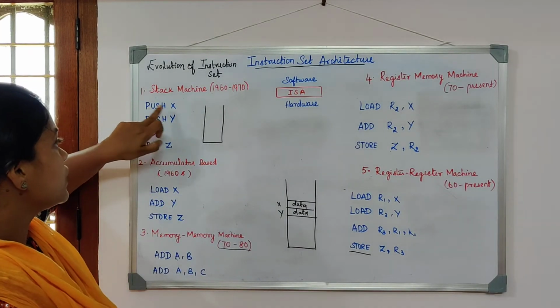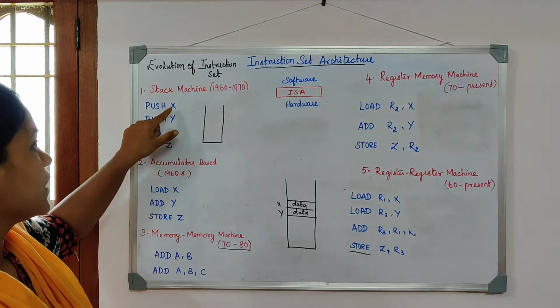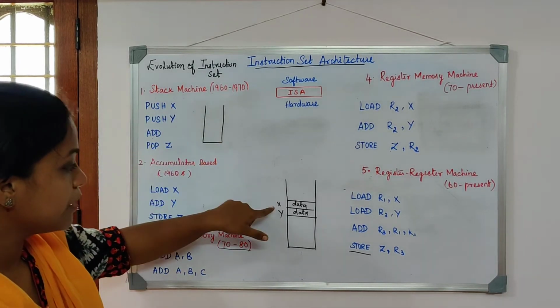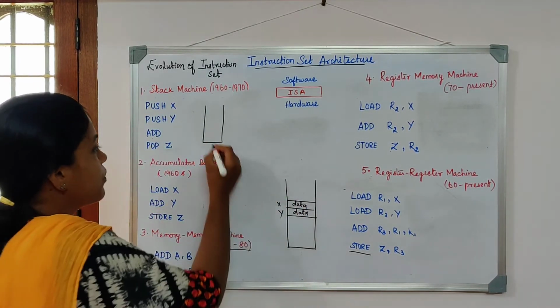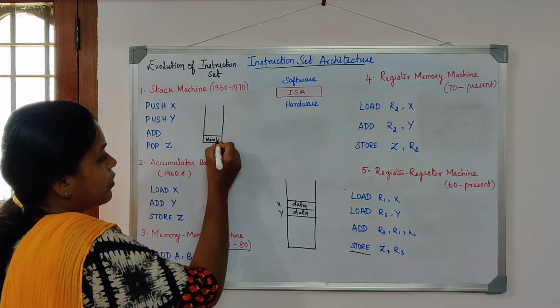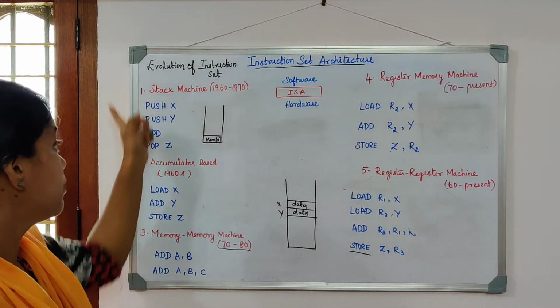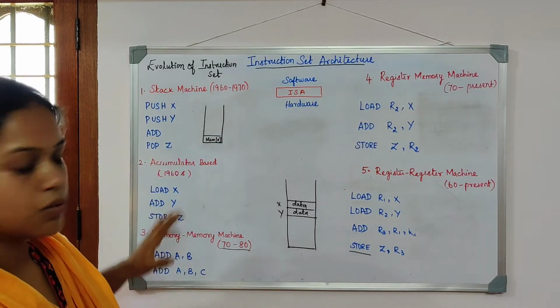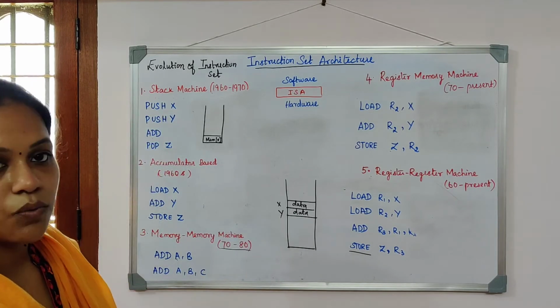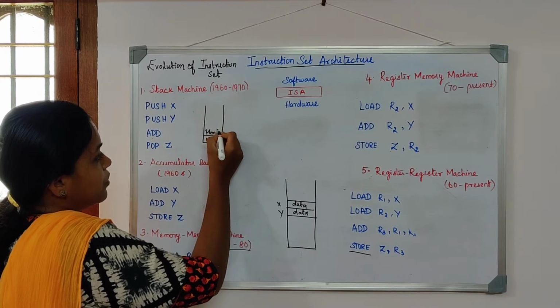Push X. What will this instruction do? It will go to the location X in the memory, pick the data, and push the value onto the stack. So the data present inside memory location X will be pushed. The first instruction is done now. Next, push Y. What will happen now? The data from the memory location Y will be pushed onto the stack.